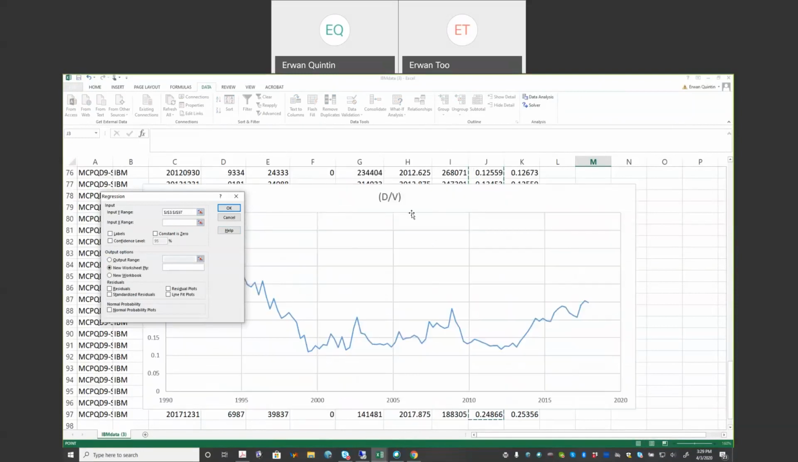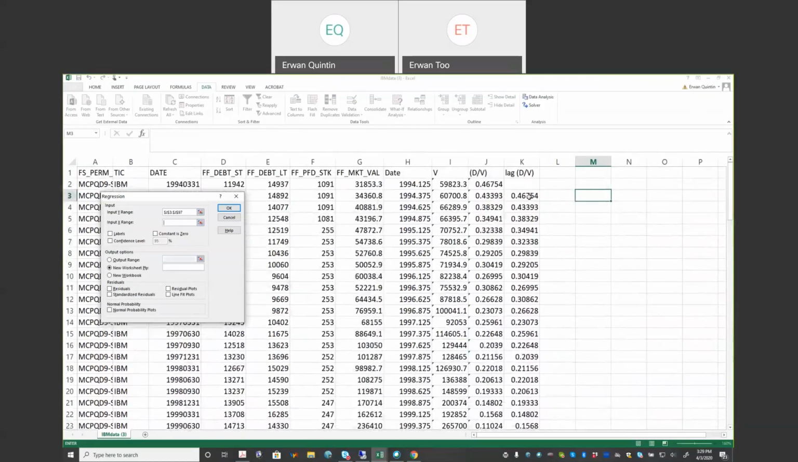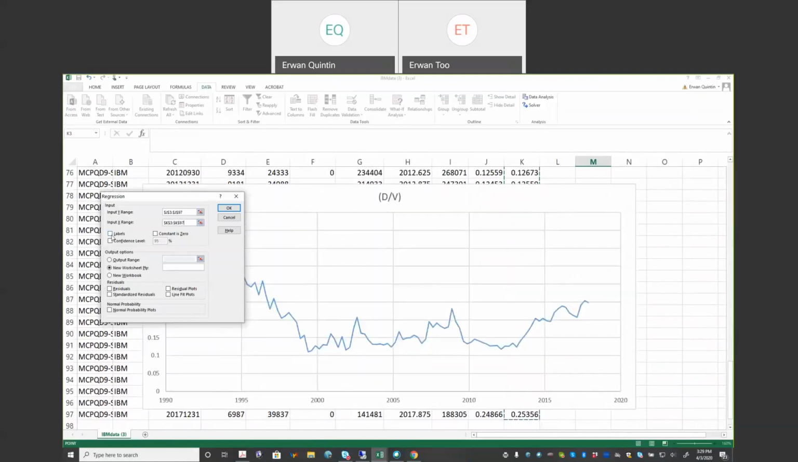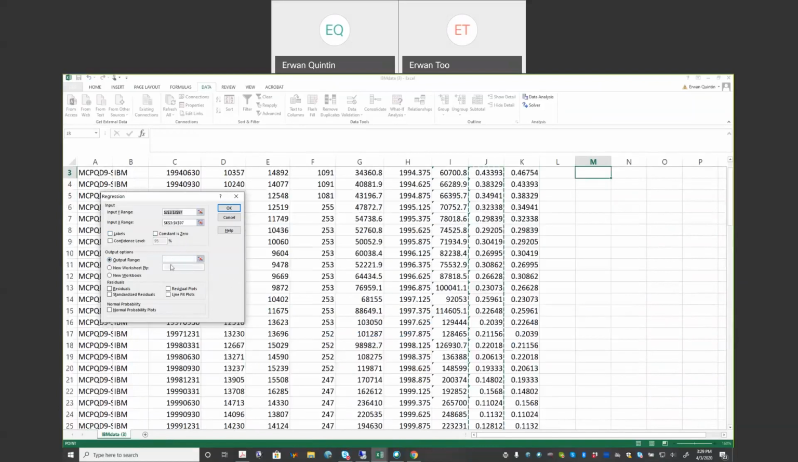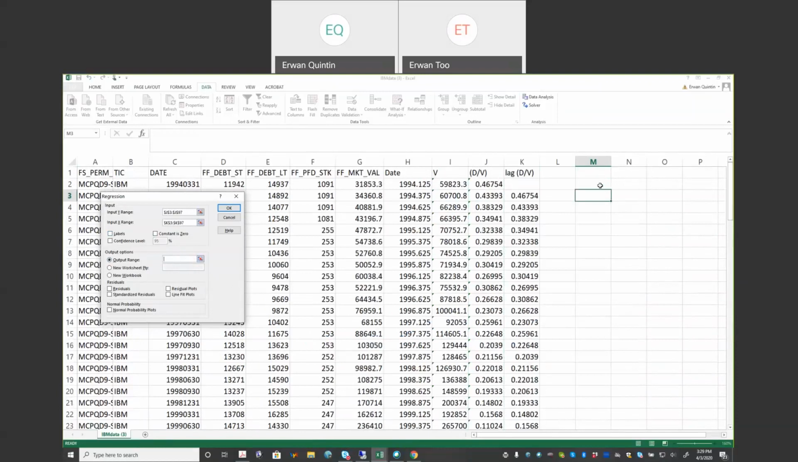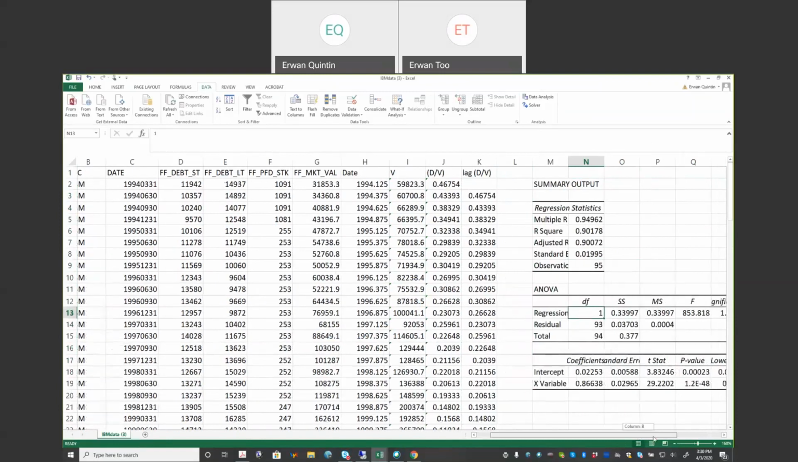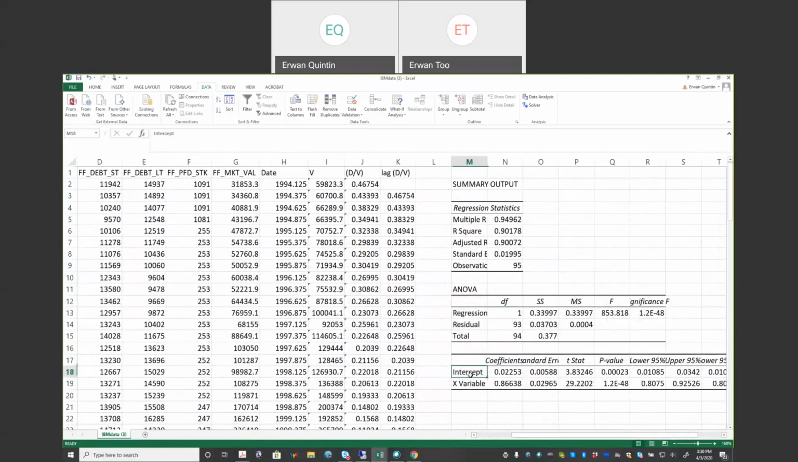So I'm taking all my data. What is my X range? It is my entire last quarter data. I do not have any labels in this particular case, and I just want to output my regression, and I'm going to put it over here. And there we go. This is my regression output. And all I want from my regression output is the intercept and the coefficient of the regression.